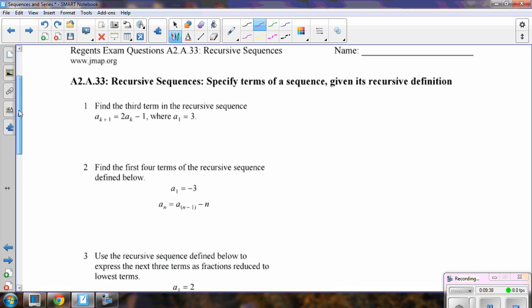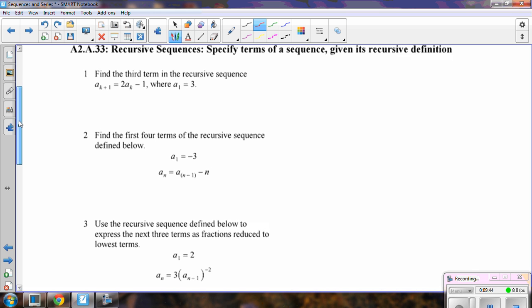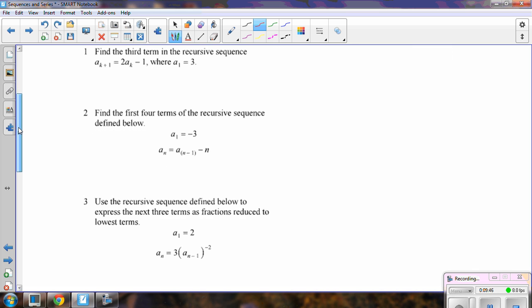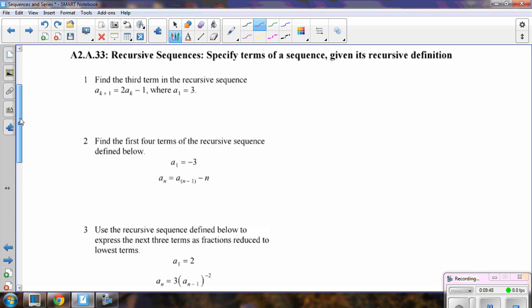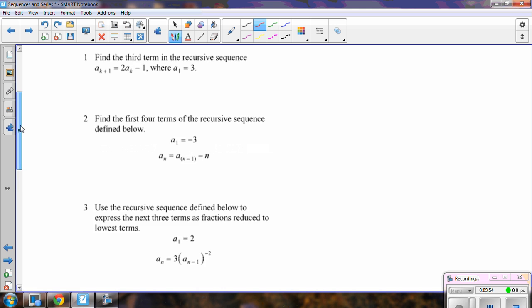And this is a recursive sequence. I'm actually going to cover recursive sequences in class. I don't think I gave these to you in your packet, in case you're wondering what happened to 33. We are going to talk about recursive sequences in class on Tuesday the 7th.